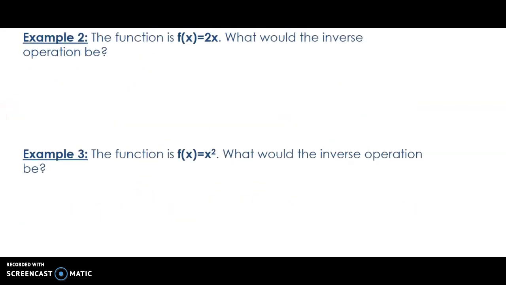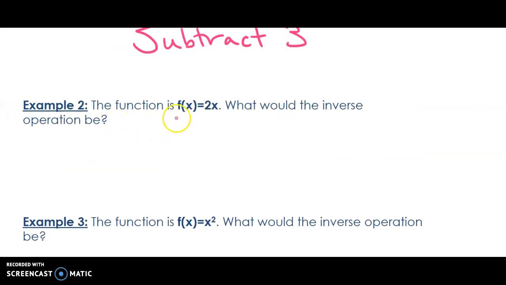Let's take a look at another example. This second example, where f of x is now 2 times x. How would I undo this multiplication of 2? What would my inverse operation be? We would need to divide by 2 because division is the inverse operation of multiplication. If I originally start out with 2 pennies, I multiply that by 4 to get 8 pennies. How do I get back to 2? Well, I divide by 4 to undo that multiplication of 4. And so in this case, division is going to be our inverse operation.